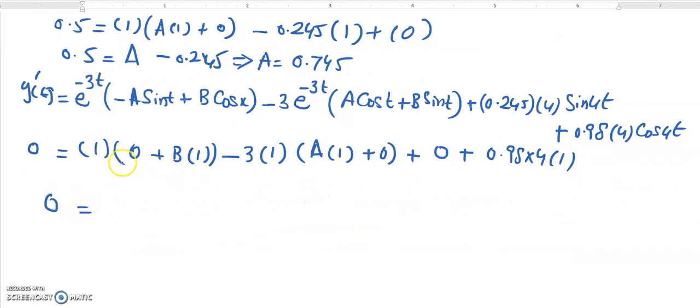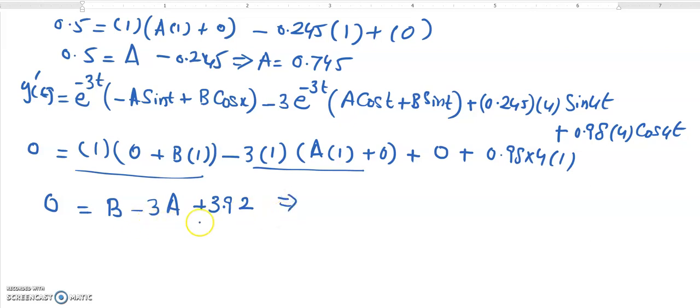So 0, and then this term is b. From here I get minus 3a, this is 0, and from here I get 0.98 times 4. 4 times 0.98 is 4 8s are 32, and 4 9s are 36 plus 3, so 3.92. Okay, so now we know the value of a, so we can input.